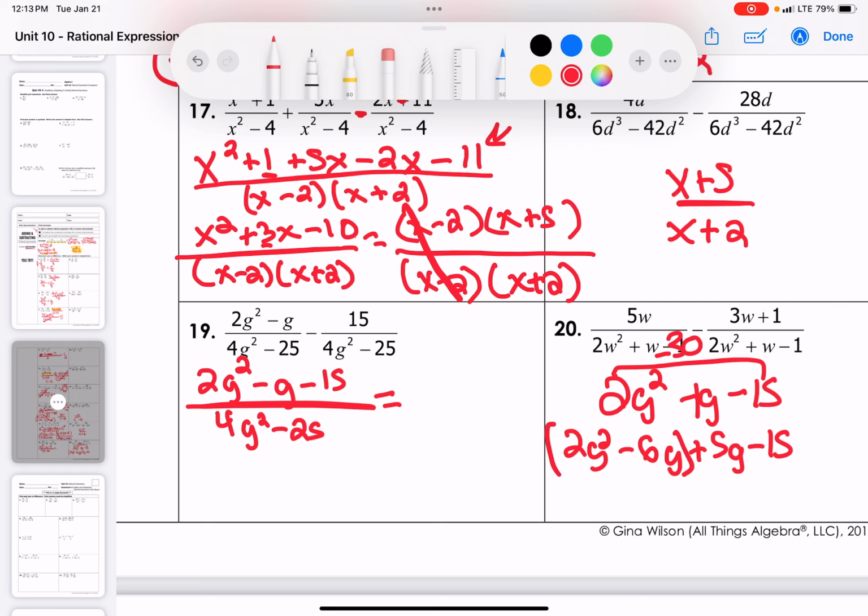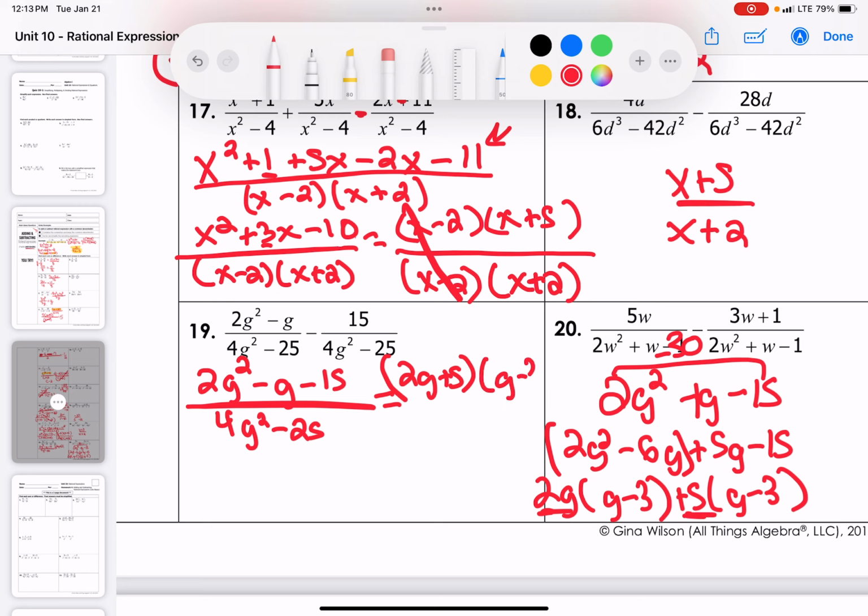Now factor by grouping. I'm going to take out the 2g, and I'm left with g minus 3. Then I'm going to factor over here. I'm taking out the plus 5, and I'm left with g minus 3. So now when I factor by grouping, I'm going to have 2g plus 5 times g minus 3. Now this is going to be over. Once I factor this out, those are both perfect squares. So I'm going to have a 2g and a 2g. Then I'm going to have a plus 5 and a minus 5.